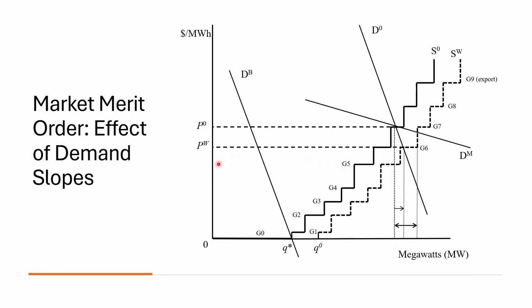Now, what happens if the demand were to become even more elastic, so DM as opposed to D0? It would make very little difference in what happens if there was no wind, but with wind, it would reduce the price less, but there would be more electricity generated. So you see that jump here.